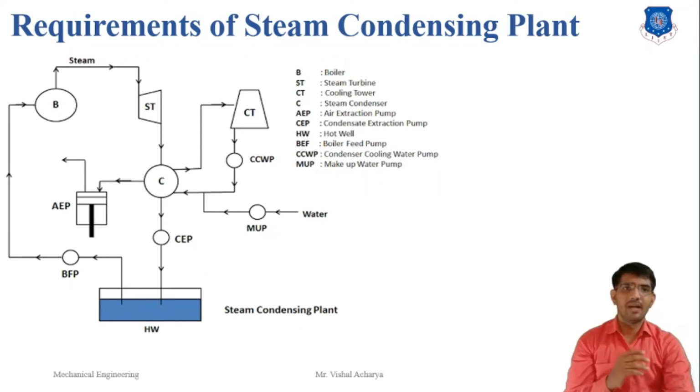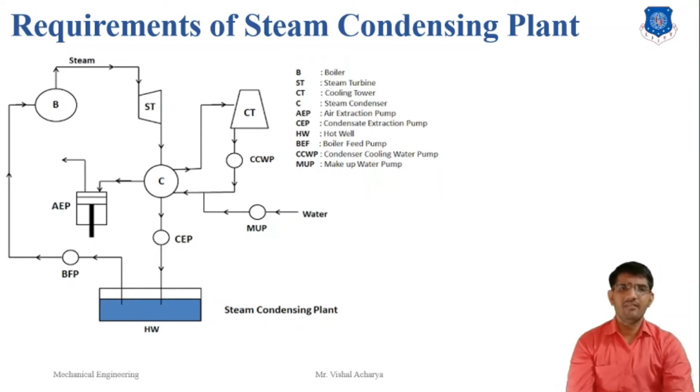The next part is the boiler feed pump. It is the pump installed between the hot well and the boiler. It pumps the feed water from the hot well to the boiler, and this is done by increasing the pressure of the water above the boiler pressure. Next is the air extraction pump. It pumps out or removes the air from the condenser.